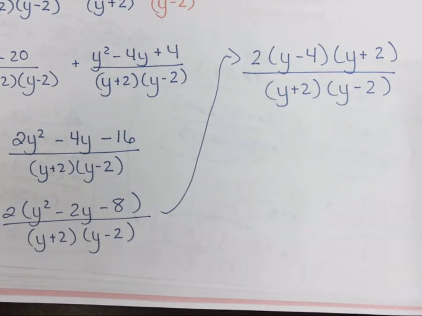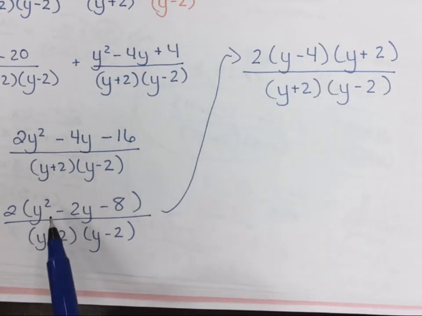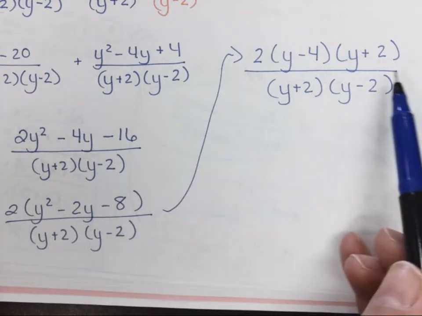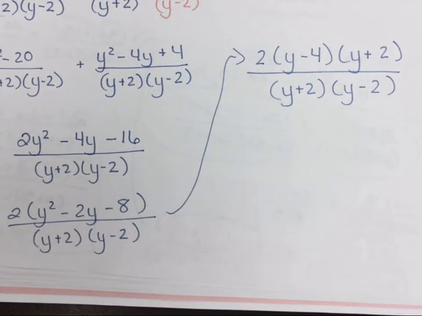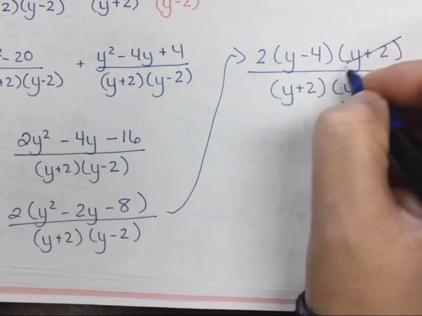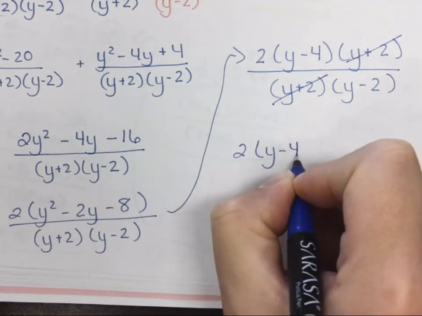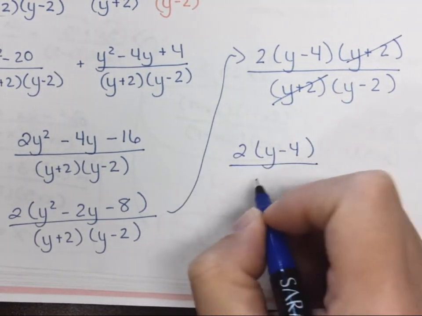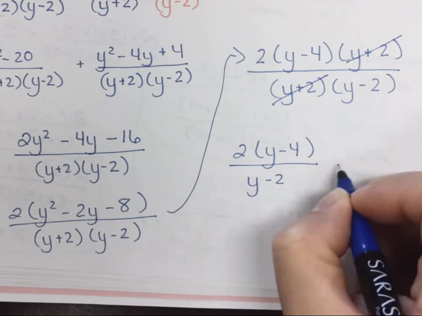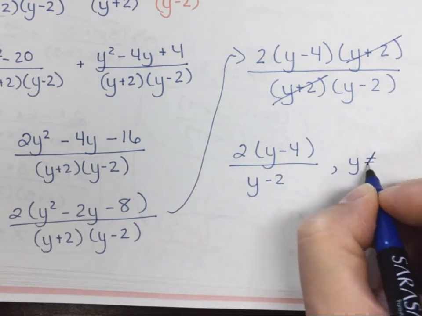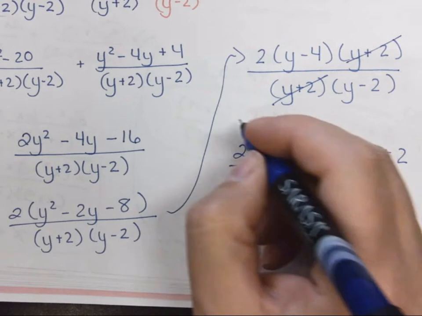Okay, so this one's a really good example. So this one we could continue to factor. So I factored this into this. Now what do? You crossed it out. I crossed stuff out, my favorite part. And I'm left with 2y minus 4 over y minus 2, where y cannot equal plus or minus 2.